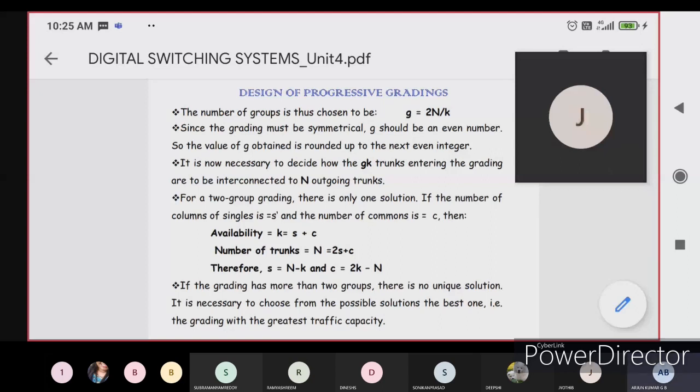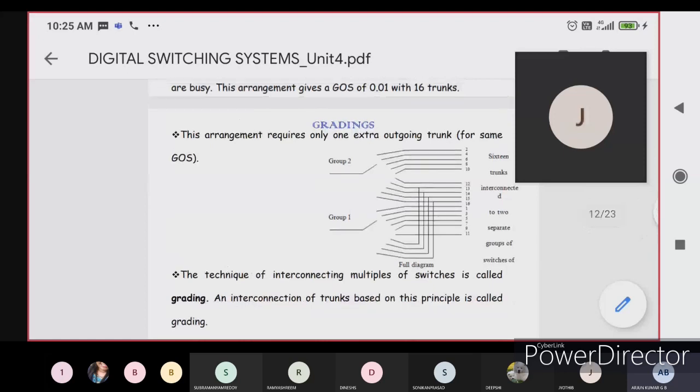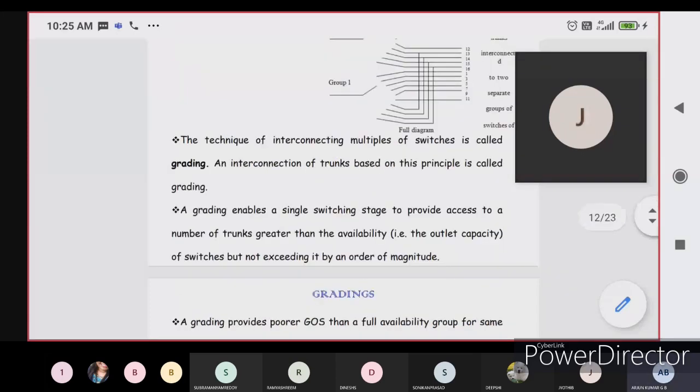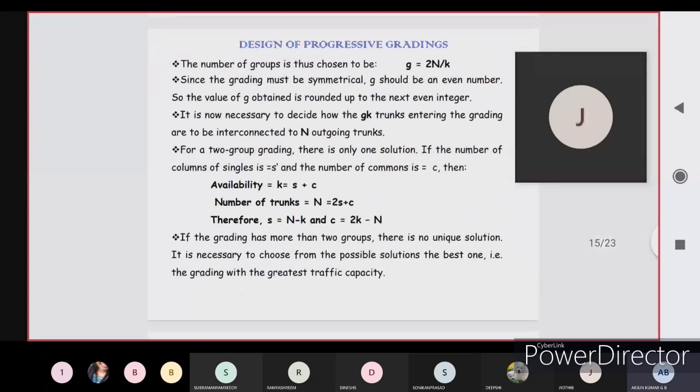Then what is the availability of switches? The availability will be for both singles as well as commons. The availability K should be equal to S plus C. You can see here in this group also the availability of the switch, for common as well as singles. So the availability is represented by K is equal to S plus C.